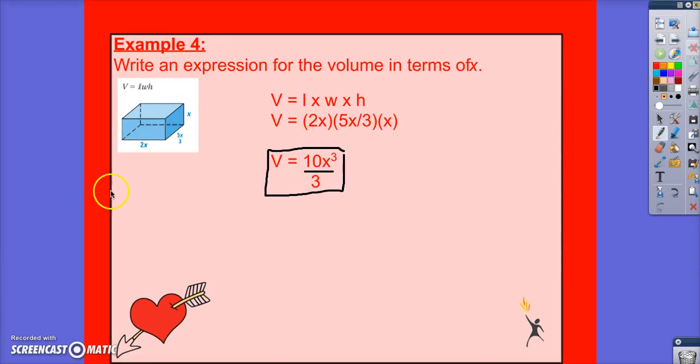Okay, so length times width times height. It doesn't matter which one's width, which I did length times width times height. All right, and we have it there. We plug it in and simplify. 2 times 5 is 10. I have 1, 2, 3 x's, hence x to the 3rd. And we're just going to keep the 3 in the denominator because it was part of the fraction.